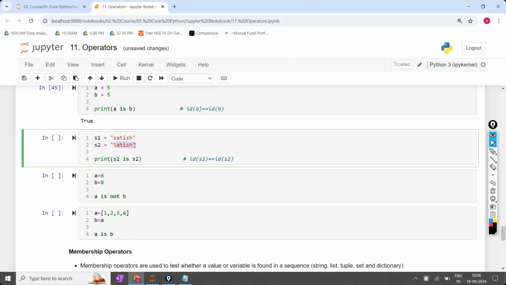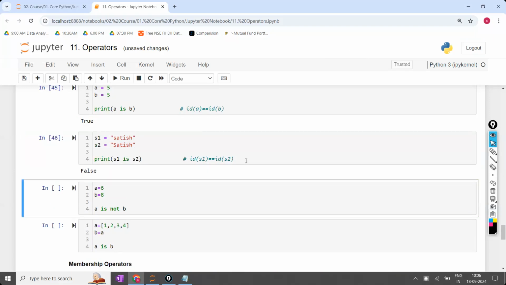Small Satish is stored in a separate object. Caps lock Satish is stored in a separate object. Both the object addresses are different. So it is going to give the output as false.